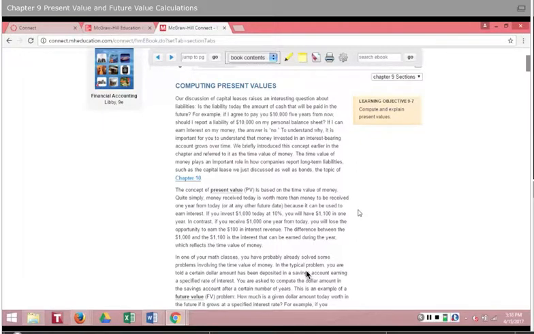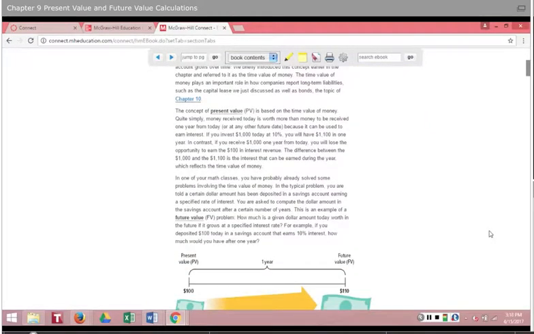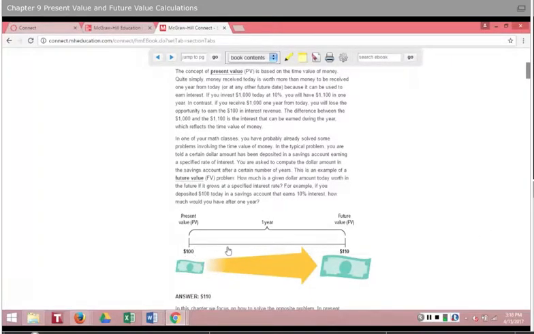So we're going to take a look at examples. And in this case, they're giving you a very simple example. It says if you invest $1,000 today at 10%, you'll have $1,100 in 1 year. In contrast, if you receive $1,000 1 year from today, you will actually lose $100 in interest because the present value would be less than the future value of the $1,000 that you would receive. So we'll take a look at how these are calculated. What you need to understand is that the present value is always less than the future value.